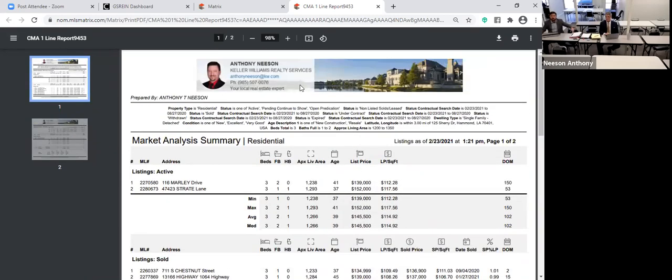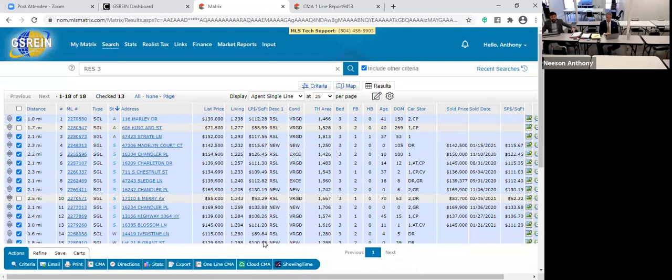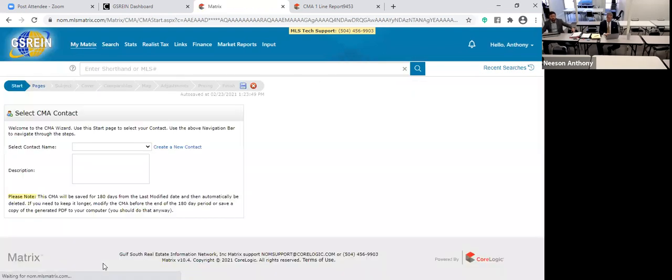Okay, so I want to show you the next thing with the CMA. Right, you got a couple different options down here, right? I'm going to go into one of them because I'm not a cloud CMA expert. I haven't played with that one enough yet. So I'm going to do this one. So on the far left, if you didn't see it, I clicked CMA. This brings me into the MLS's version of building out a CMA.